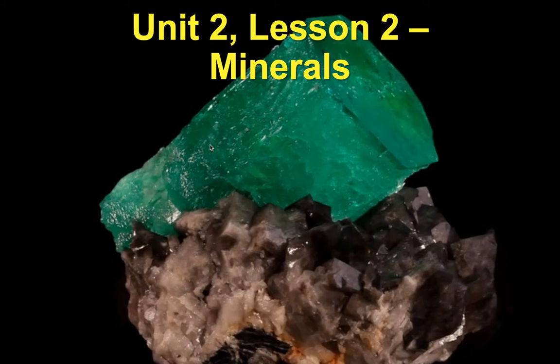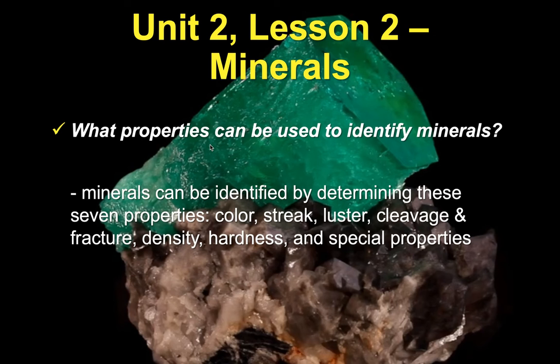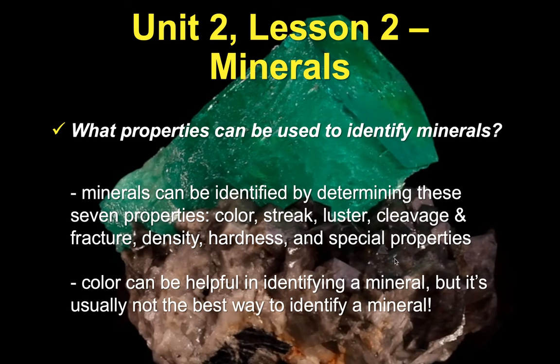Today we are going to discuss probably the most important part of this lesson, this learning goal of what properties can be used to identify minerals. There are 7 major ones: the color of the mineral, streak, which we're going to learn what it is, luster, which some of you may know, we've talked about a little bit, two terms that kind of go together called cleavage and fracture, density, which we've been over, hardness, and then there are special properties, some unique things like magnetism.